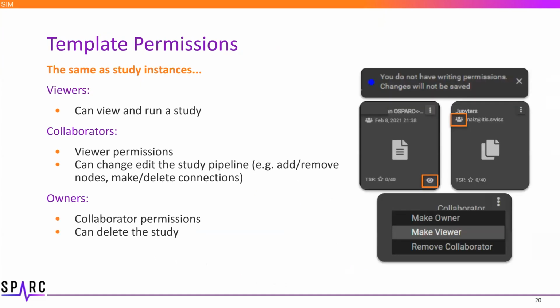For template user permissions, this is something that you can adjust as well. So the template user permissions are pretty much the same as when you are sharing study instances. Viewers can again view or run a template. Collaborators have viewer permissions. They can change or edit the study pipeline and delete connections in their copy. Again, these changes don't make their way back to the template. Owners, of course, have collaborator permissions and then can also delete that template.